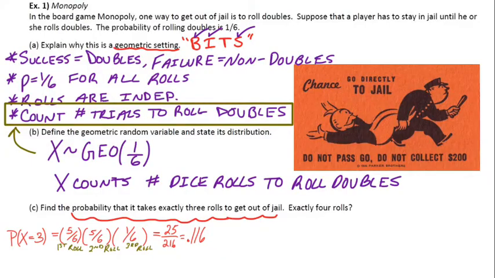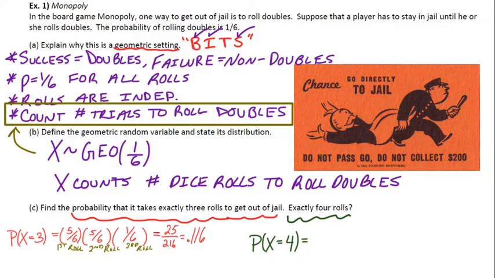So there's really no fancy formula for a geometric distribution. It's just fail, fail, fail, and the last one is the success. In this case, the success happened on the third roll. Okay, so how about for 4 rolls? What's the probability that X equals 4?